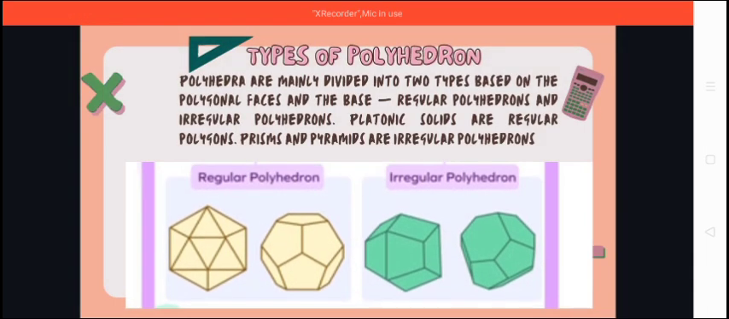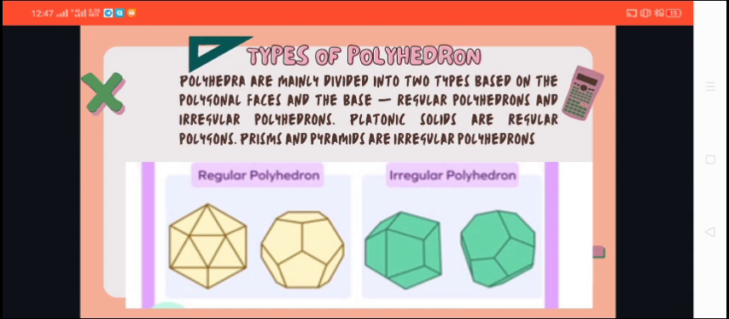So here are the types of a polyhedron. We have the regular and the irregular polyhedron. Polyhedra are mainly divided into two types based on the polygonal faces in the base: regular polyhedrons and irregular polyhedrons. Platonic solids are regular polyhedrons. Prisms and pyramids are irregular polyhedrons. You need to remember this: platonic solids are regular polyhedrons, and prisms and pyramids are irregular polyhedrons.